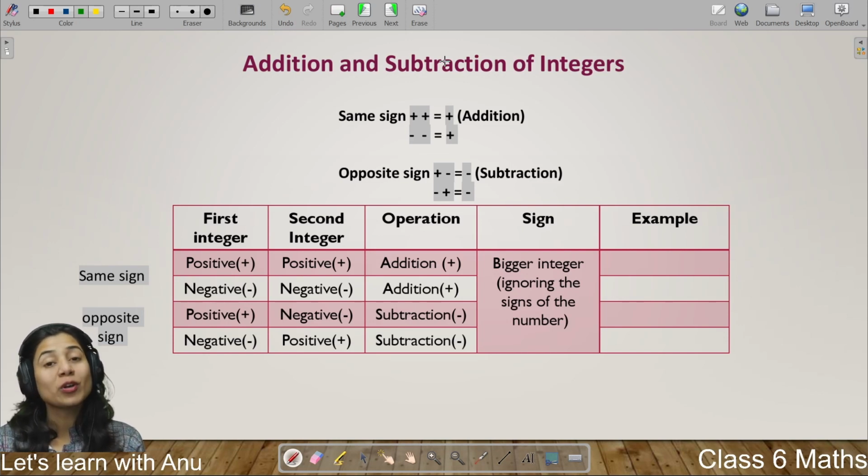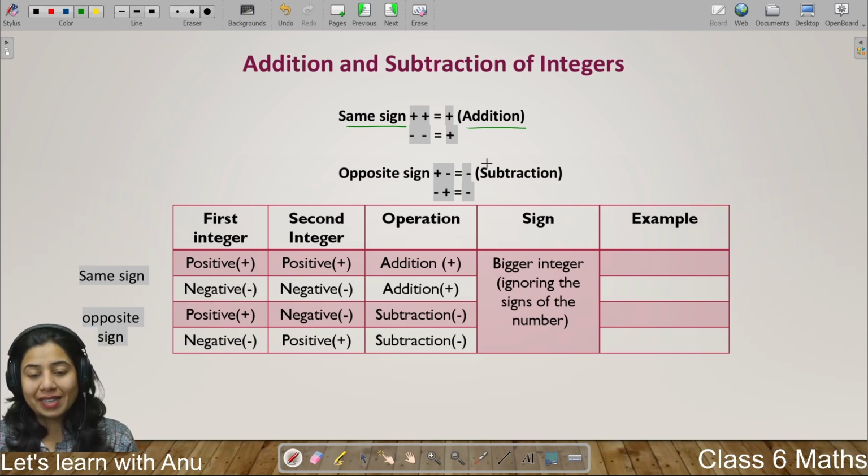So I'm going to discuss certain rules for that, and you can apply them to both addition as well as subtraction, and you're definitely going to get the correct answers, class. So let's do those rules now. When we have the same sign of the two integers, either both positive or both negative, then we are going to do the addition operation, and the sign will come of the bigger integer.